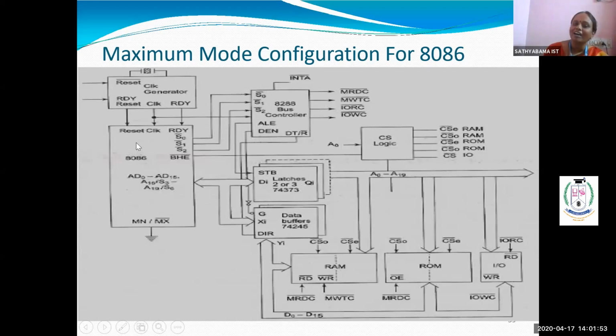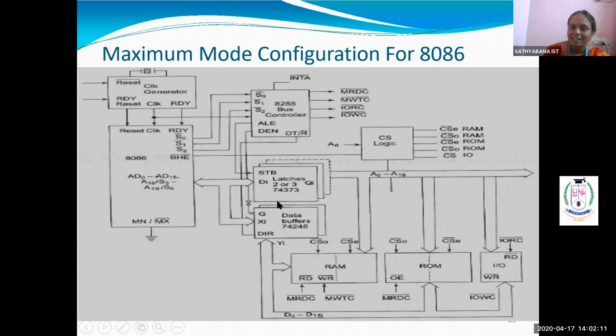Then the remaining is all the same thing only. So you see, the CS chip select logic will decide on BHE bar and A0. It will generate the random access memory, even memory, odd bank memory, even memory, odd bank memory. Then IO is also all decided by BHE bar and A0.